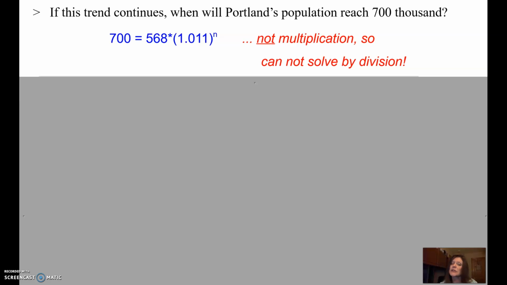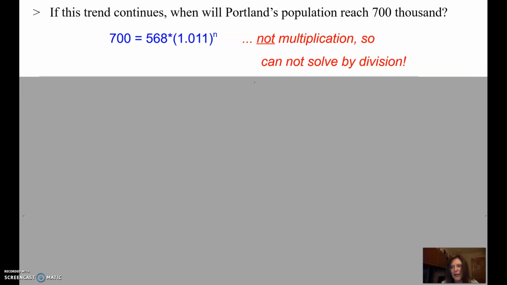Okay, let's complicate it a little bit further. If the trend continues, when will Portland's population reach 700,000? Well, now what we've been given is the P sub n value, and what we don't know is the exponent we're supposed to put on there. The reason this is a little tricky is because I can't solve this just by simply dividing. When I have an exponent, I can't divide away the base. That doesn't help me. That doesn't undo exponents. So what are we going to do?